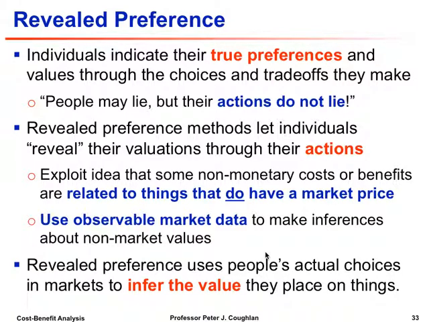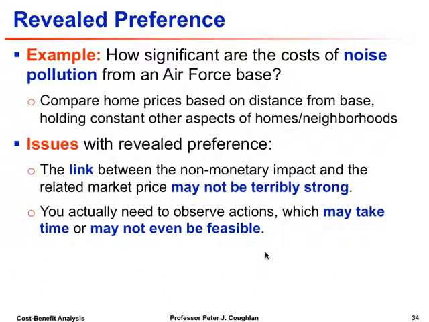For example, if you think about how significant the costs of noise pollution from an Air Force base are, well, if you could compare home prices based on distance from the base, holding constant other aspects of the homes and neighborhoods, that would give you some indication of the dollar value of avoiding the noise pollution from the Air Force base, right? And we'll talk about how we use revealed preferences both in terms of the value of time and the value of human life in a second.